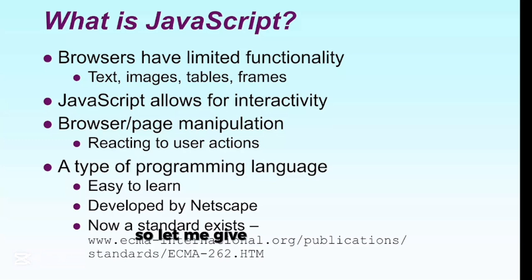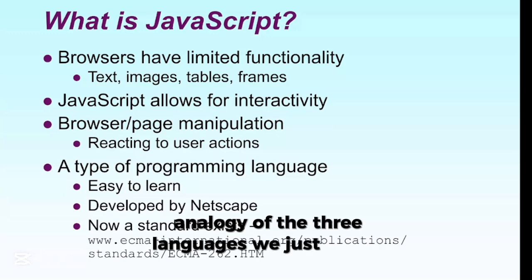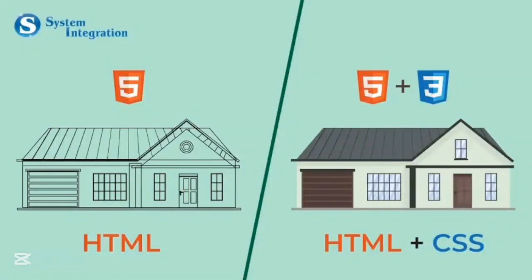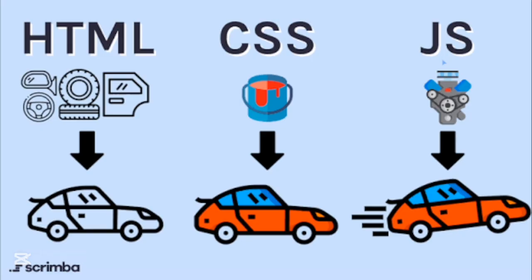So let me give you a simple analogy of the three languages we just talked about. We have the HTML, as you can see, is a pure structure without styling. Then we have the CSS, which makes it look nice. As in this analogy, the car is just the structure, but as soon as CSS comes in, the car looks nice, and when JavaScript comes in, it looks nice and it has functionalities.